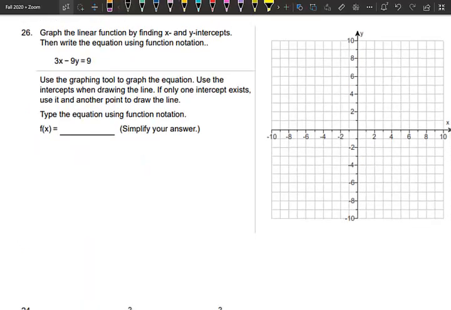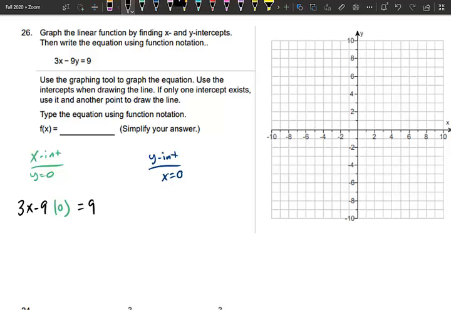Alright, we're going to graph the linear function by finding x and y intercepts, then write the equation using function notation. Alright, so let's go ahead and graph this using intercepts. So we have two types of intercepts, x and y. Why only two types? Because we only have two variables. So to find the x-intercept, we make y equals 0, and to find the y-intercept, we make x equals 0. So let's go ahead and do that. We have 3x minus 9y, which is 0, equals 9. So 9 times 0 is 0. We have 3x equals 9. Divide by 3, so x equals 3. That means our x-intercept is (3, 0).